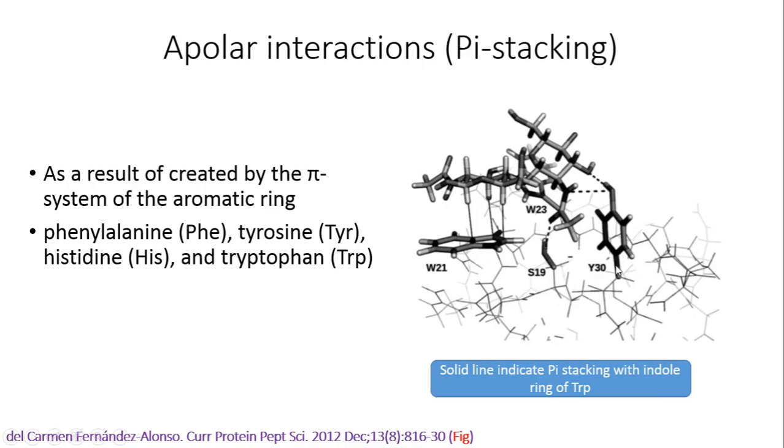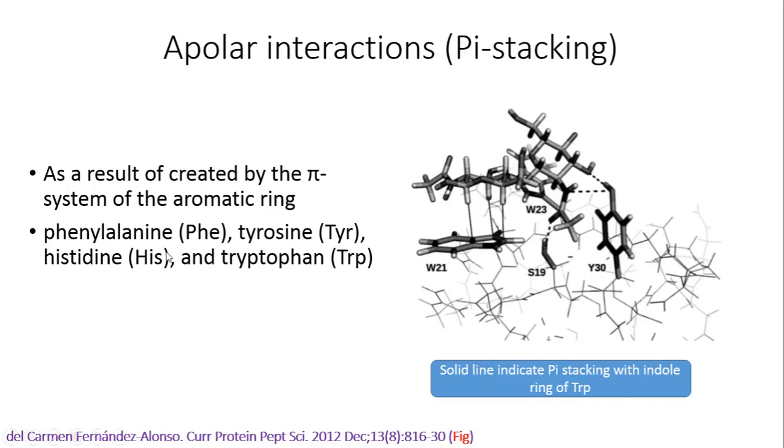Okay, today we will discuss apolar interactions, and one of the most important apolar interactions found stabilizing a protein ligand complex is in the form of pi stacking interaction. These pi stacking interactions are created in your protein ligand system by virtue of the aromatic rings that are usually present in your protein molecule. There are amino acid residues which have an aromatic ring.